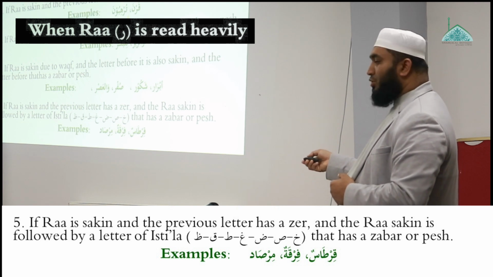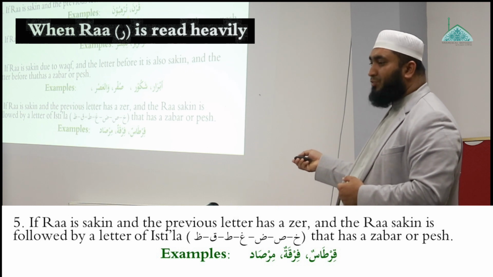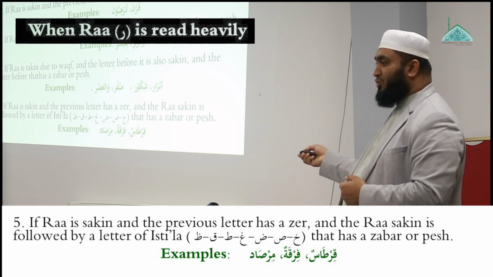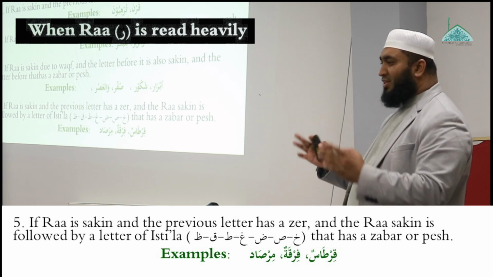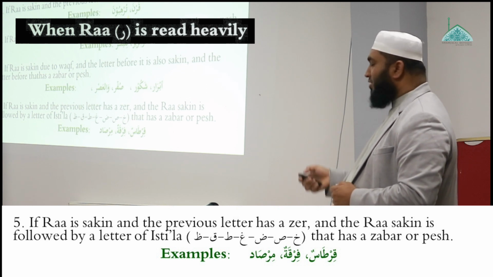Isti'ala, the letters, those are recited heavily. There are 7 letters of isti'ala. They are Kha, Sad, Dad, Ghain, Ta, Qaf, Za. Because we memorize the sentence, that's why it's that way. So if you can memorize the sentence, we'll find out the sentence.